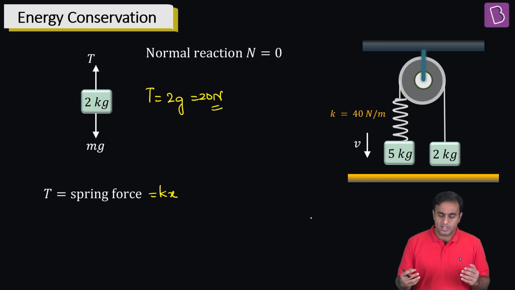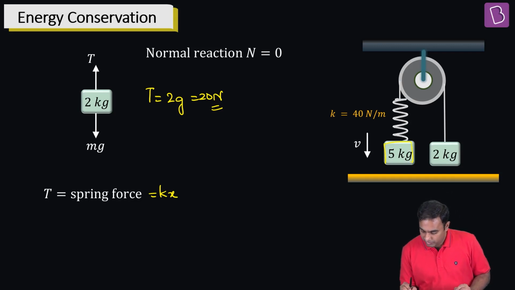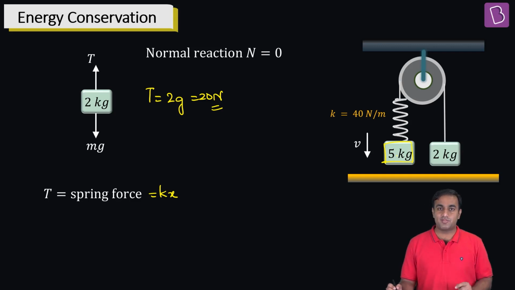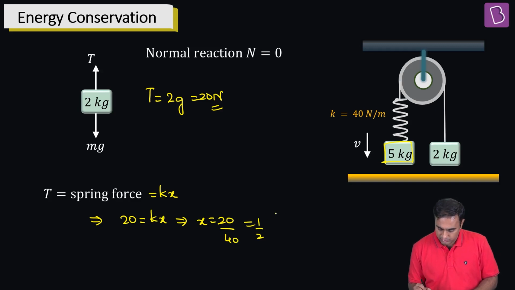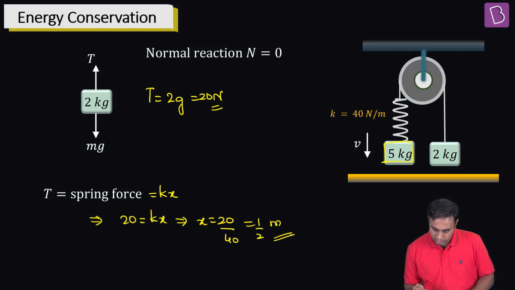Why are we calculating the x value here? Simple. Later, we are going to apply the conservation of mechanical energy principle to find the speed of the 5 kg block at this moment. And for that, we need this x value. So from here, 20 is equal to Kx, or x is equal to 20 by k, which is 20 by 40, or half meter.